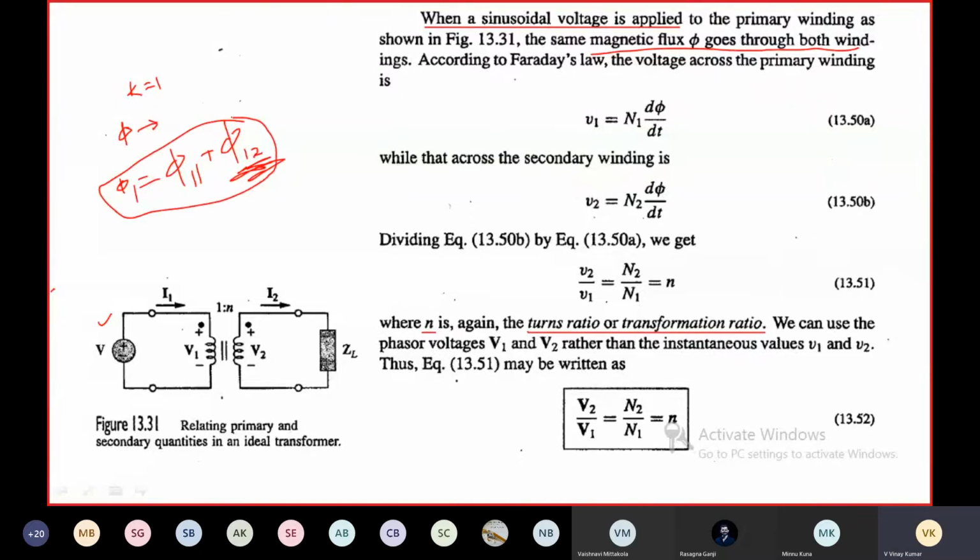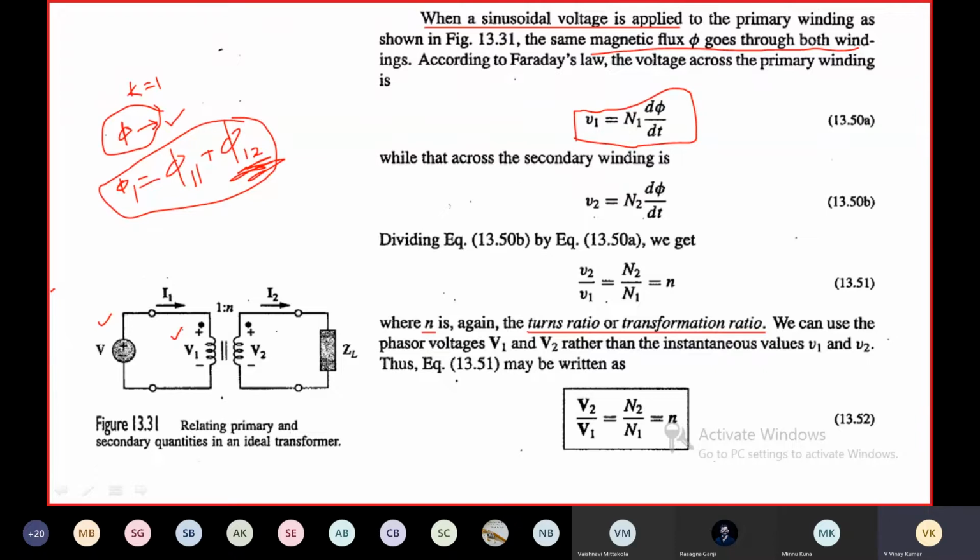This is the case in a practical transformer. In an ideal transformer, phi is the flux produced in coil 1. This flux links coil 1 as well as coil 2. Then what is the EMF induced in coil 1? According to Faraday's law of electromagnetic induction, V1 is equal to N1 d phi by dt.